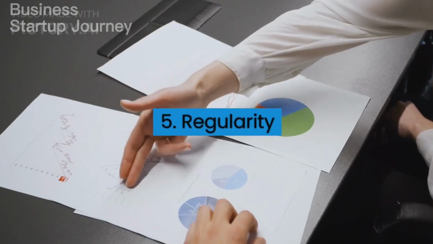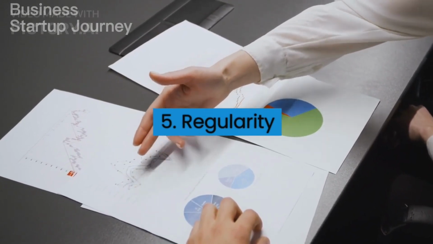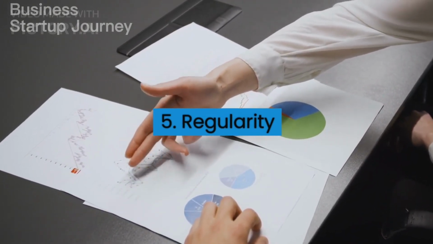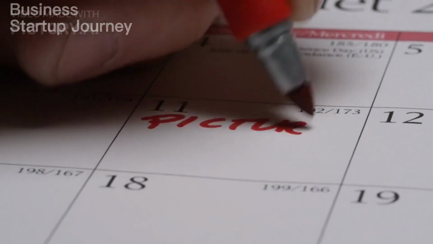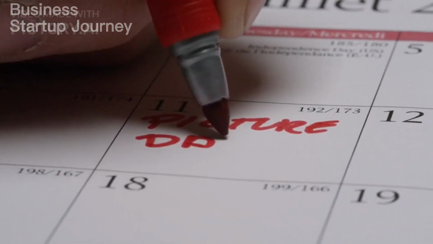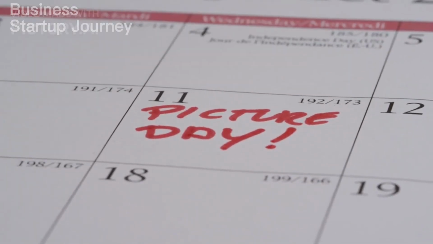5. Regularity. Maintain a consistent schedule for publishing content. This will help attract the audience and keep their interest in your brand.